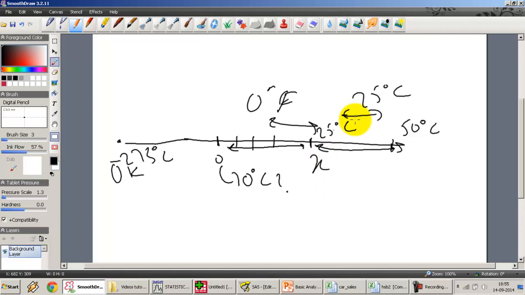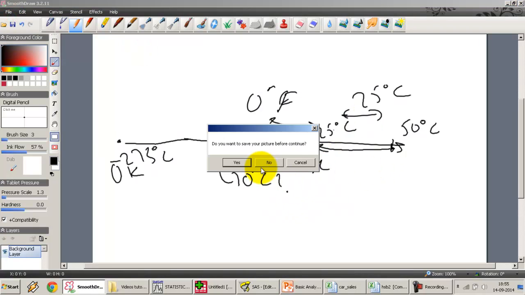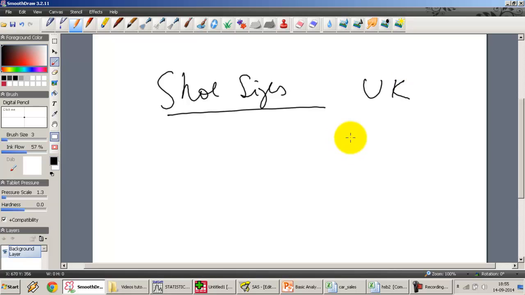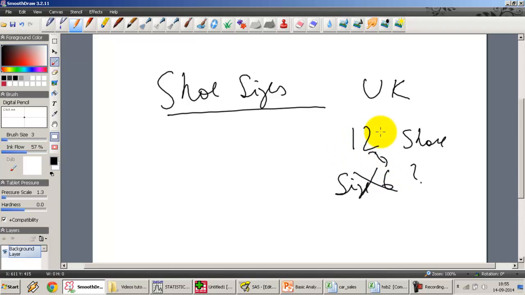Another example I want to talk about for interval scale is very simple: shoe sizes. Let's talk about UK shoe sizes. For example, I'm a UK size 12. Does that mean a size 6 is exactly half of 12? It's most certainly not. 6 is not half of 12. That means a size 12 shoe does not incorporate two size 6 shoes.